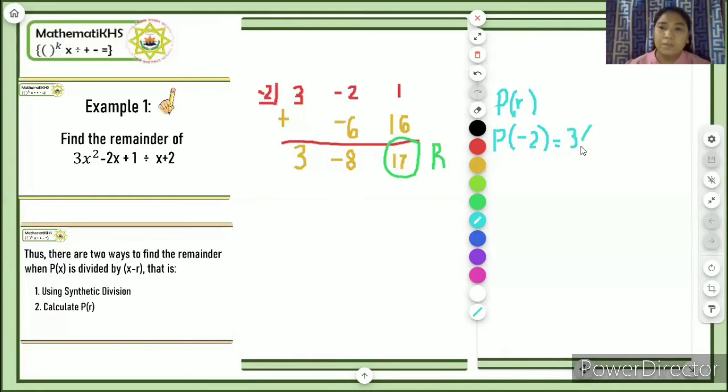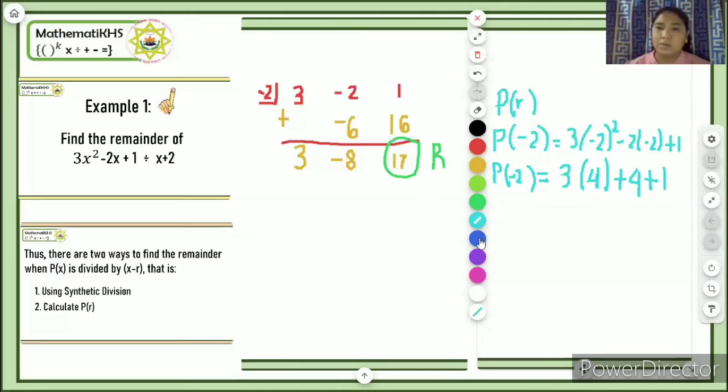So 3 multiplied by negative 2 raised to the second power. Ibig sabihin, lahat ng x dyan, papalitan natin ng negative 2. Then minus 2 multiplied by negative 2. Then we're going to copy plus 1. Tapos, isimplify nyo lang. Whatever the value, that will be our remainder. So p of negative 2 is equal to 3 multiplied by negative 2 squared, so that is positive 4. Then negative 2 times negative 2 is positive 4. Then we have plus 1.